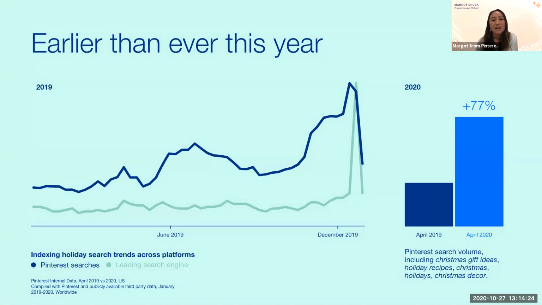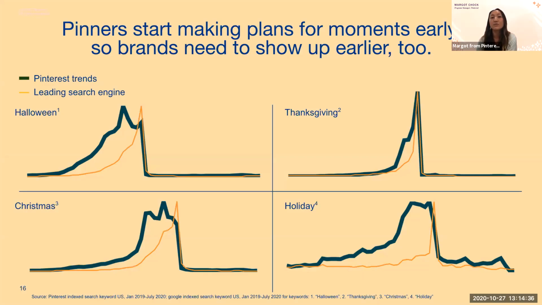This year, holiday searches on Pinterest started spiking in May, June, July. In the graph on the right, the bar graph, we actually saw 77% year-over-year growth really early in the year, as far back as April, on holiday search terms. And this can really be applicable to any of the major holidays in the US and even around the world, but Pinterest activity is sooner and really does outlast those of leading search engines.